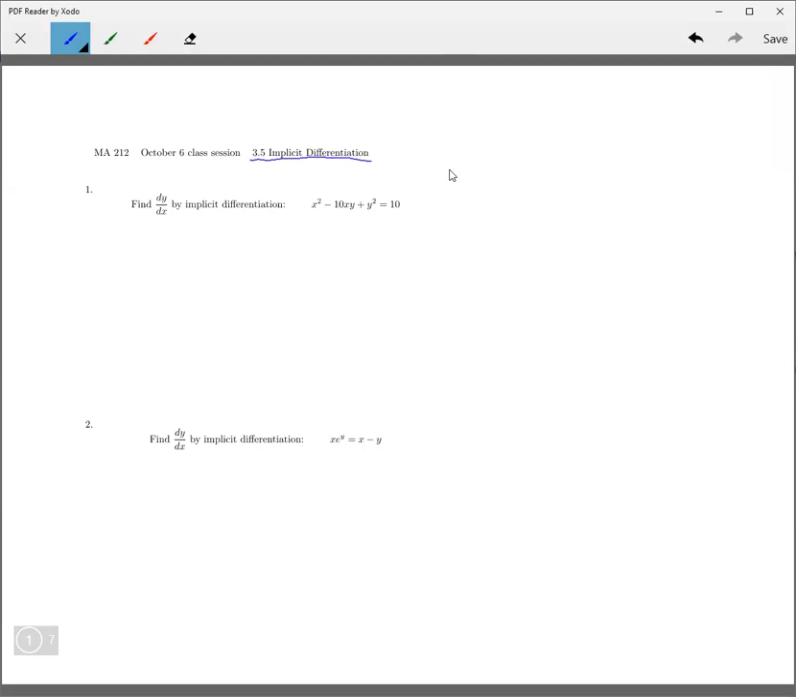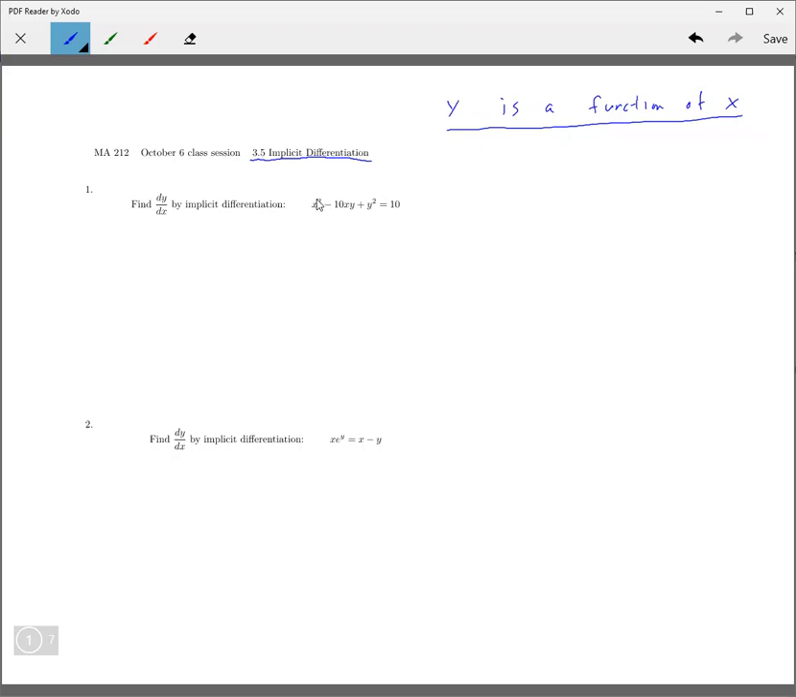Differentiation. Now, the idea is that we have an expression like this. What you think of is y as a function of x. Okay, so that's the main idea behind implicit differentiation. Now let me give you an example of how this works.